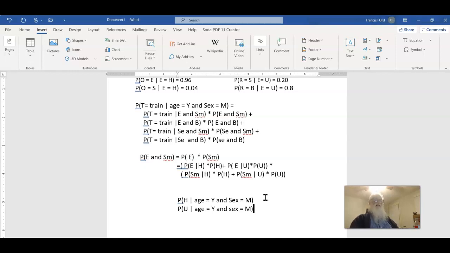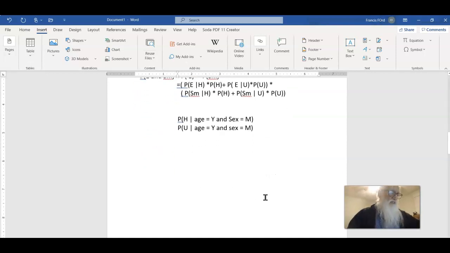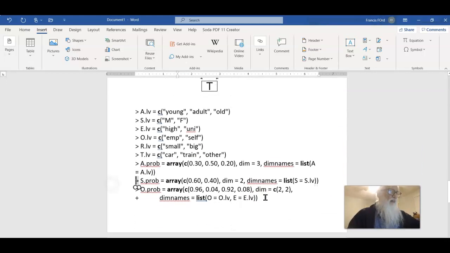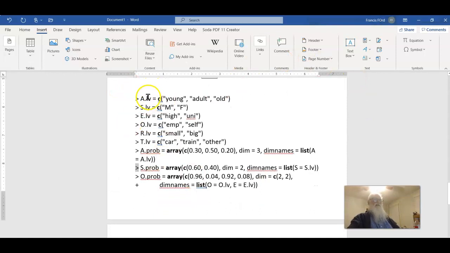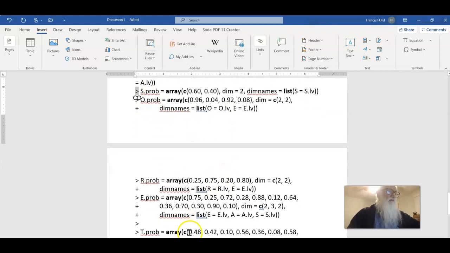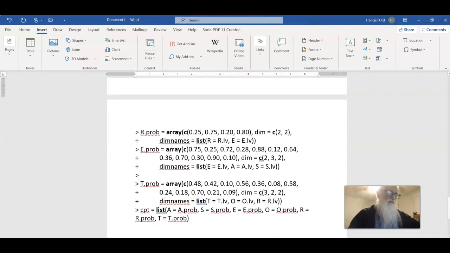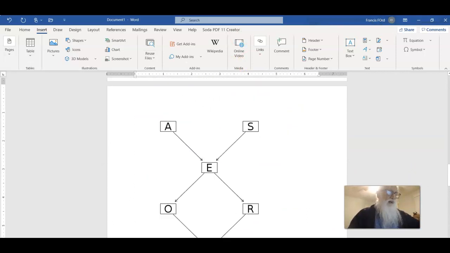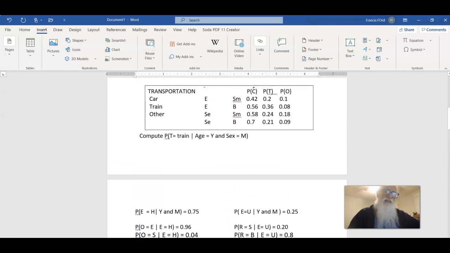So where is the advantage of having it in the network? The advantage is that you have all these things together, and you can look at the picture and see what depends on what. I built this out of information that came from the website: the values of A, S, E, O, R, and T, the probabilities for A and S, and then the conditional probabilities for everything else. And I put those all on that graph for you, and I just went through the details.